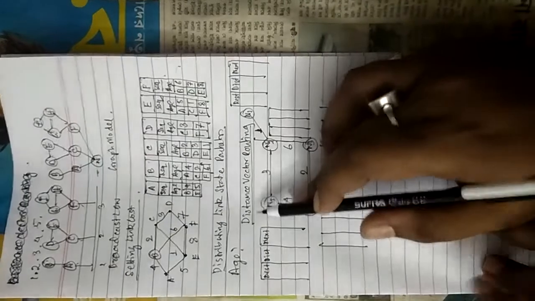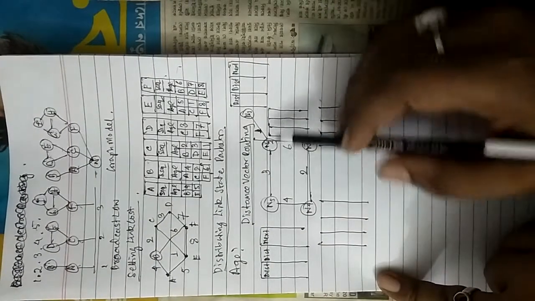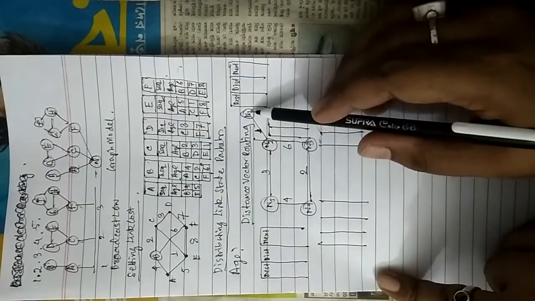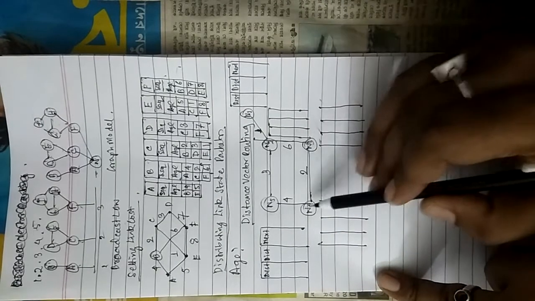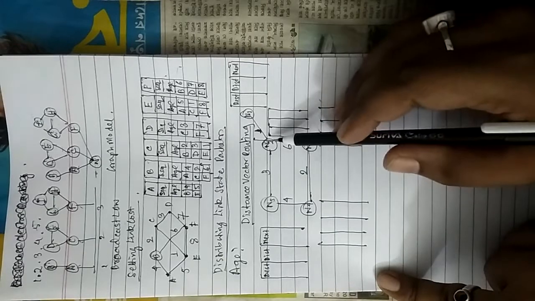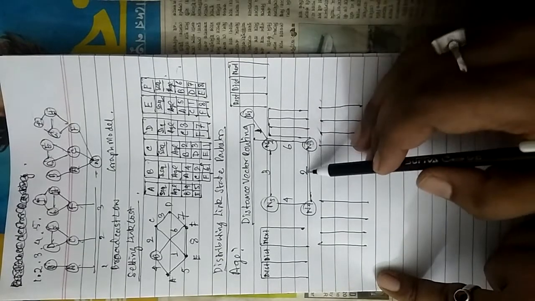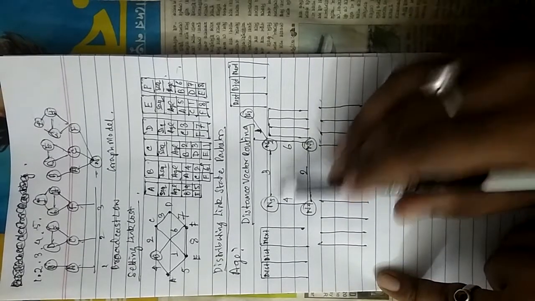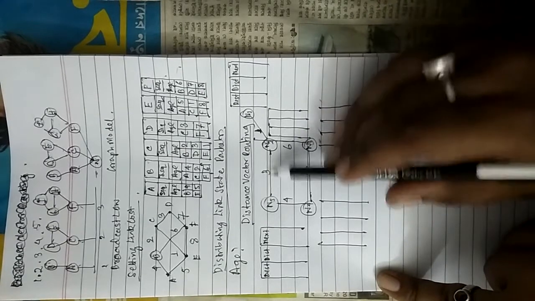Now we will discuss distance vector routing. This is the diagram given. This is node 1, node 2, node 3, node 4, node 5. Node 1 to node 2 is cost 1, node 2 to node 3 is 6, this is 2, 4, and from 5 to 2, or 2 to 5, it is 3.